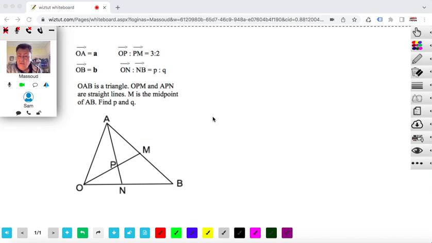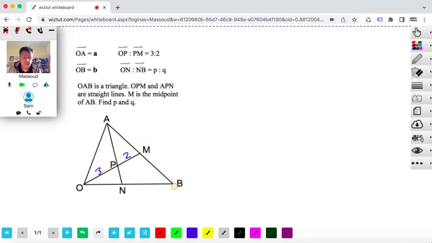I have a very hard vector question. The parameters given to us are that OA is the vector A, OB is the vector B, and there is a ratio of OP to PM, which we are given to be 3 to 2, and they want us to find the ratio of ON to NB.